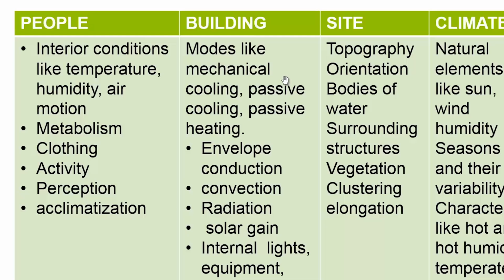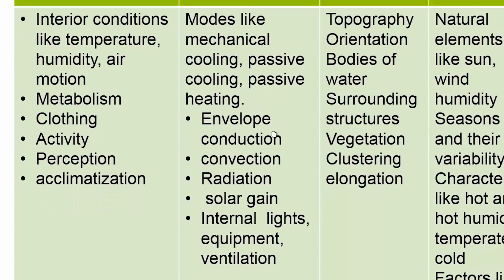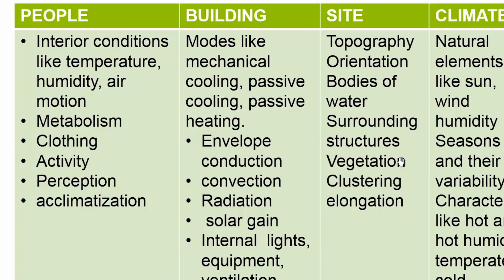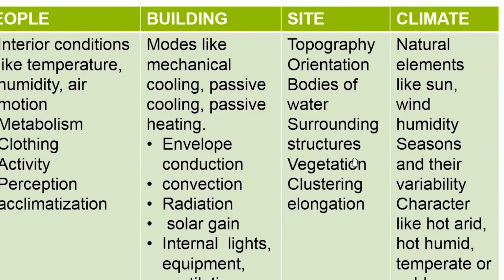Envelope conduction: what kind of material is your facade made of, convection, radiation, solar gain, what kind of internal lights or equipment you're having, ventilation. All of these are building centric factors. Then site centric factors: we have topography, what kind of terrain is it, orientation, bodies of water, surrounding structures, vegetation, clustering, elongation. So all of these site factors decide the microclimate as well. Buildings also will help us define how this microclimate can be converted to a place that these people can enjoy.